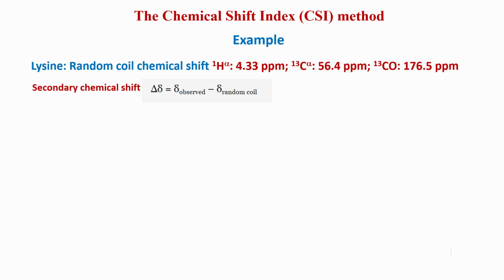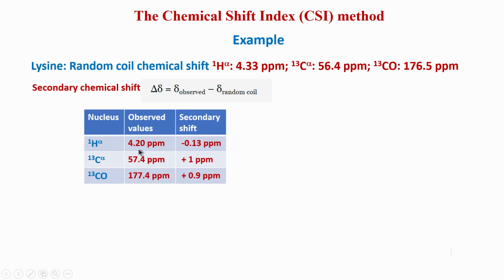So, let us look at some examples of this. Let us say we have a lysine in our protein, and we want to find out whether that particular lysine is in an alpha helix conformation, beta strand or random coil. First, as I said, we look at the table I showed you earlier. These are the 3 random coil chemical shifts for lysine, not the observed values. The observed chemical shift will come here, so we subtract the random coil value from the observed value.